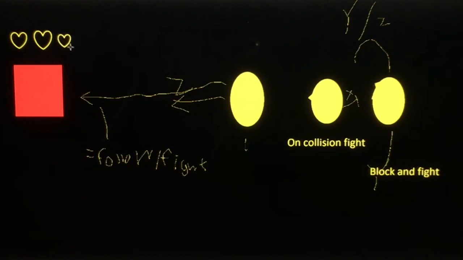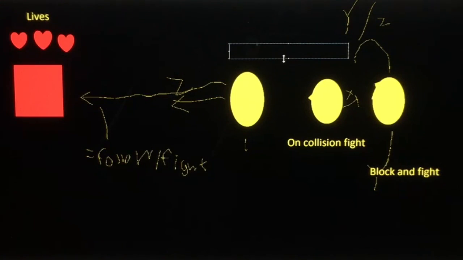So it will kind of block your way, like Bowser. It blocks your way, but it also fights you at the same time. And that's more advanced AI, because it can sense where it is and shoot a fireball at you. But, so there's on collision fight, block and fight, and also follow and fight. So here I'm just going to draw 3 little hearts now and give the cube some hearts. So I just finished coloring them red, and I'm just going to call it lives.